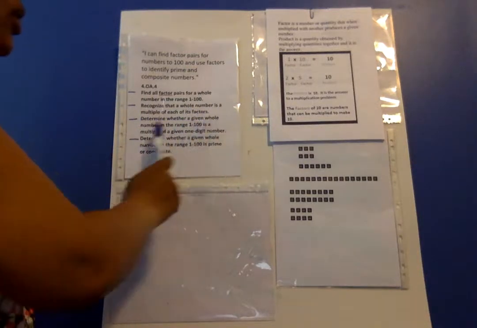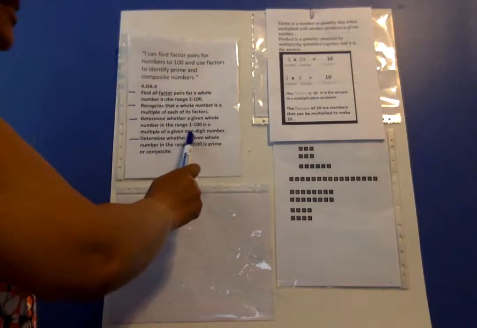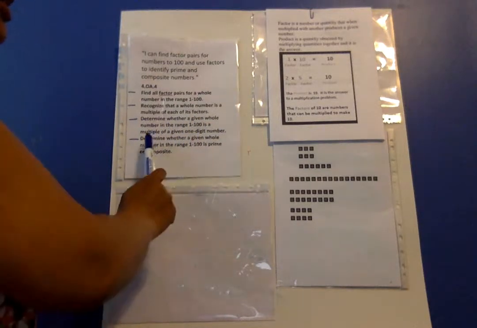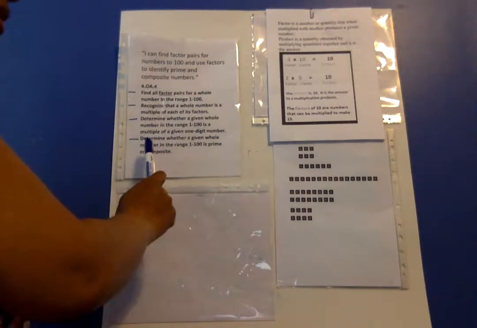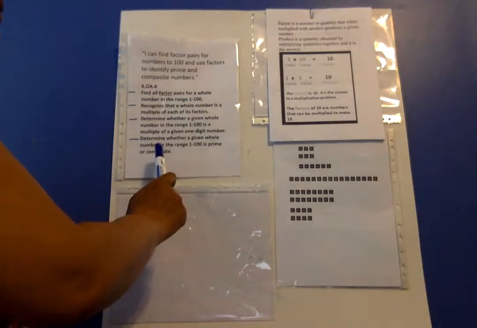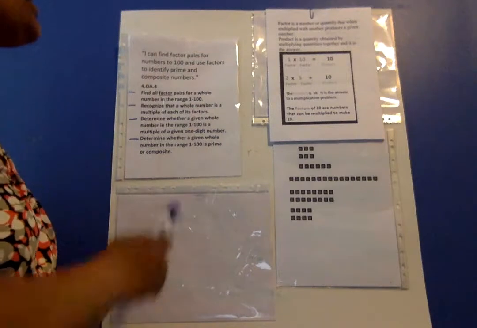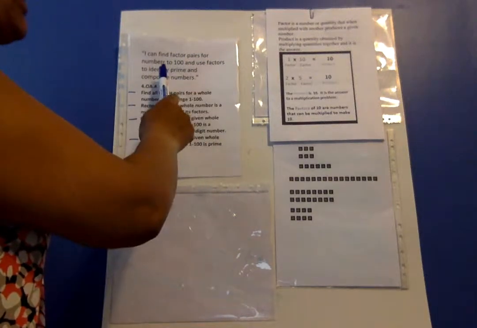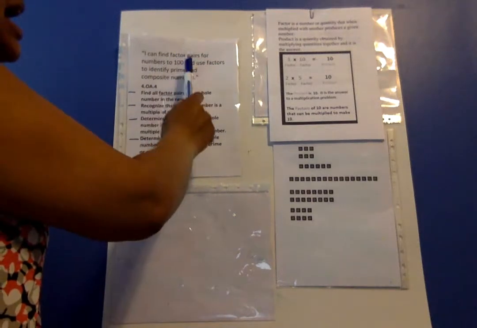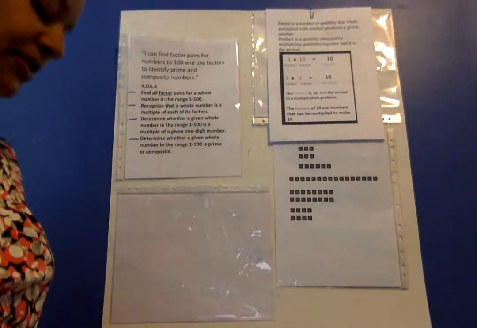Determine whether a given whole number in the range of 1 to 100 is a multiple of a given one-digit number. Determine whether a given whole number in the range of 1 to 100 is prime or composite. To my students, I will say, I can find factor pairs for numbers to 100 and use factors to identify prime and composite numbers.